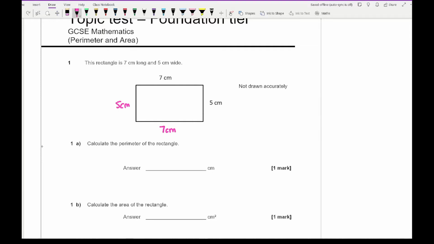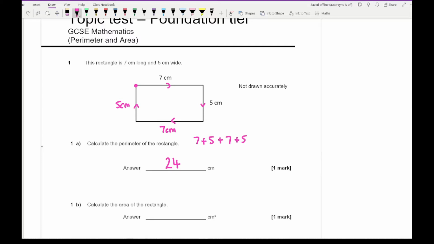So by filling in the missing lengths, we can see that for the perimeter we just need to add 7 plus 5 plus 7 plus 5. And what I like to do, if it's a compound shape, is just pick a point and then go either in a clockwise or anti-clockwise direction till you return to the point, and then adding all of those numbers up we get an answer of 24 centimeters.